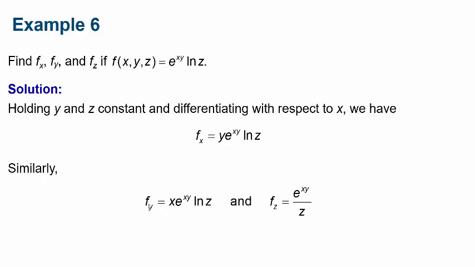Same thing with the partial derivative with respect to y, except you bring down the x. And here the partial derivative with respect to z, this e to the xy is a constant, so you're going to hold that constant, and then the partial derivative of the natural log of z is just 1 over z, and that's it.